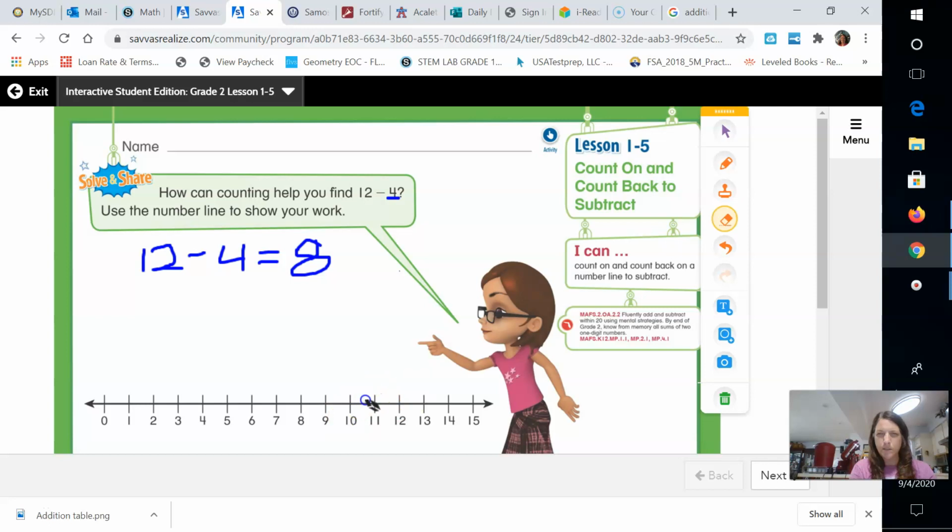I'm going to erase this. This time, we're going to start on the 4, and we're going to count up to the 12 and see how many times we move. 1, 2, 3, 4, 5, 6, 7, 8. So it's late, guys. You'll have to forgive me. 12. Still the same problem. 12 take away 4 equals 8. It's just 2 different ways to solve the same problem.